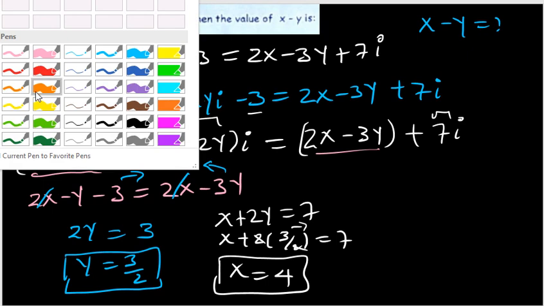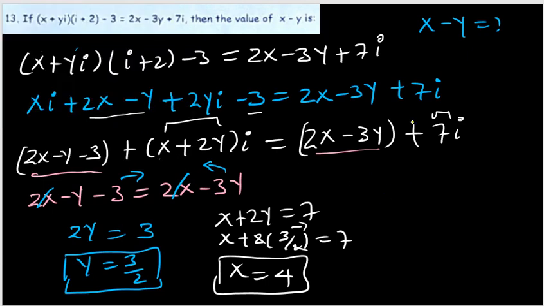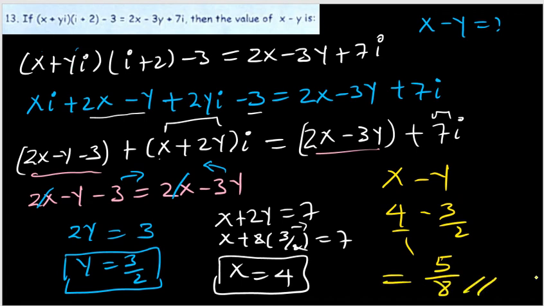But what is asked? We are asked to find x minus y. So x minus y will be, the x value is 4 minus 3 over 2. When you apply crisscross, 8 minus 3 will be 5 over 2. This will be the answer.